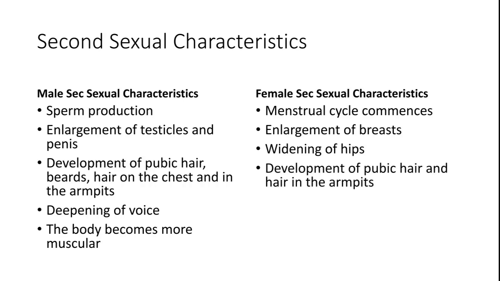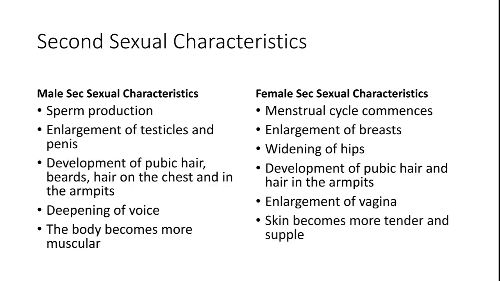Development of pubic hair and hair in the armpits will also start happening. Then enlargement of the vagina. These characteristics are also influenced by a hormone, and this hormone, like I said, is known as estrogen. And then the skin becomes more tender and supple, so skin becomes soft. But like I said again, some of these things are just genetic. Otherwise, these are the secondary sexual characteristics in both males and females.